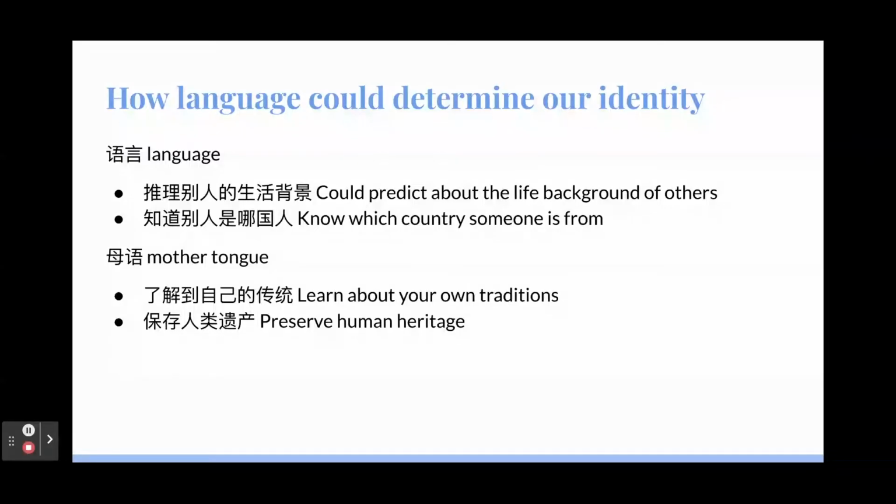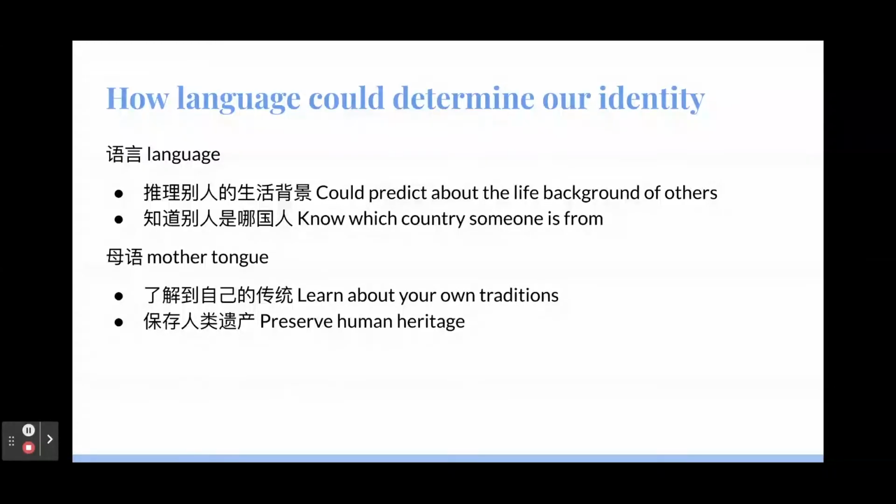So in Chinese, you would say 推理别人的生活背景, which means 推理 means predict, 别人 means others. So basically, this means could predict about the life background of others. So in a full sentence of how language could predict about the life background of others, you'd say 语言可以推理别人的生活背景.